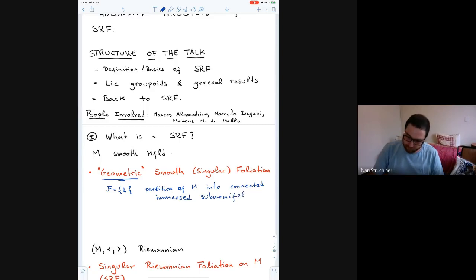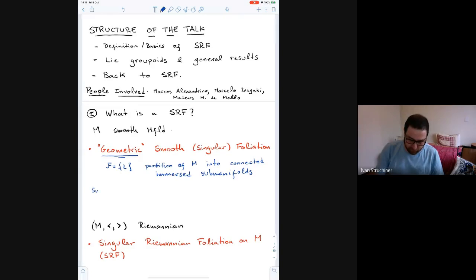Which is smooth. So it's smooth in the following sense. If you take a vector at a point which is tangent to one of these leaves, one of these submanifolds, then locally it can be extended to a smooth vector field on M, which is always tangent to the foliation, tangent to the leaves of the foliation.